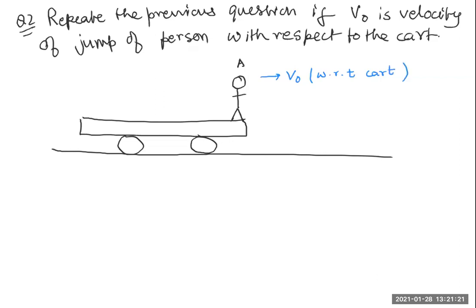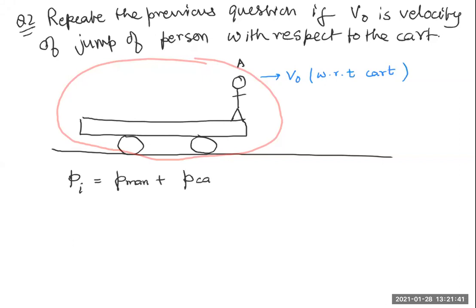So I will go through the whole thing once again. This is the system. The system consists of the man and the cart. So the initial momentum must be initial momentum of the man plus initial momentum of the cart, which is equal to 0 plus 0. The final momentum must be mass of man into velocity of man plus mass of cart into velocity of cart.